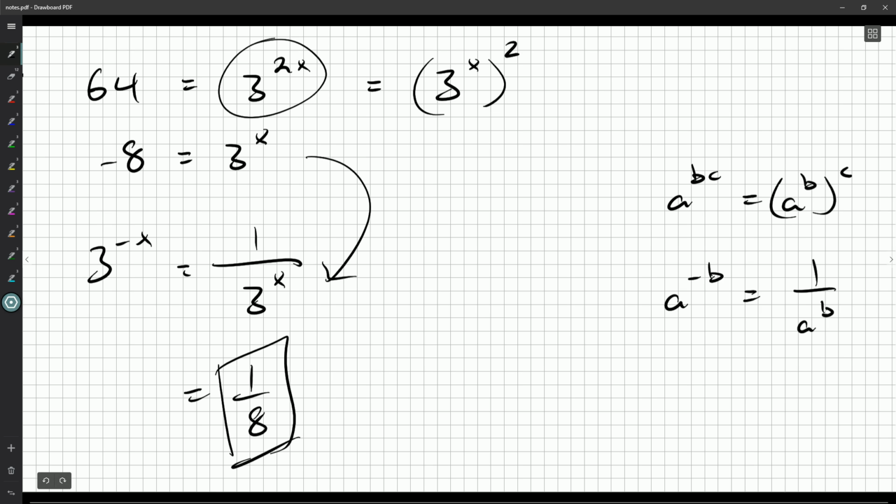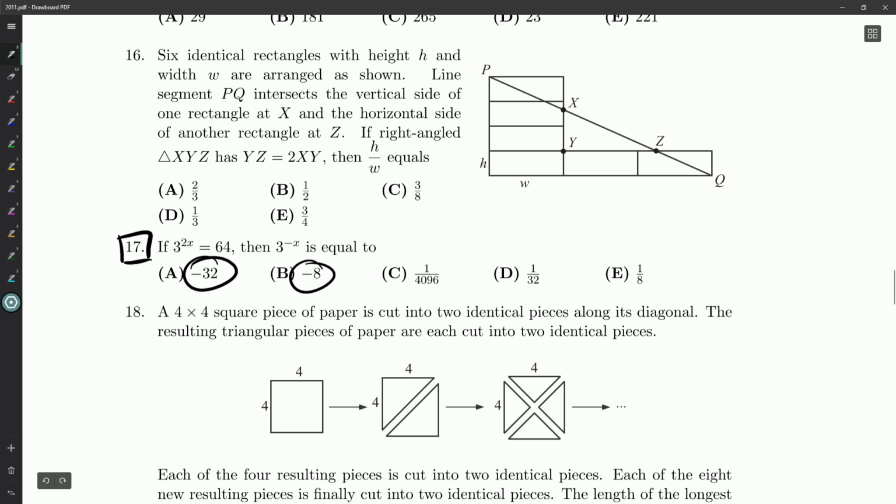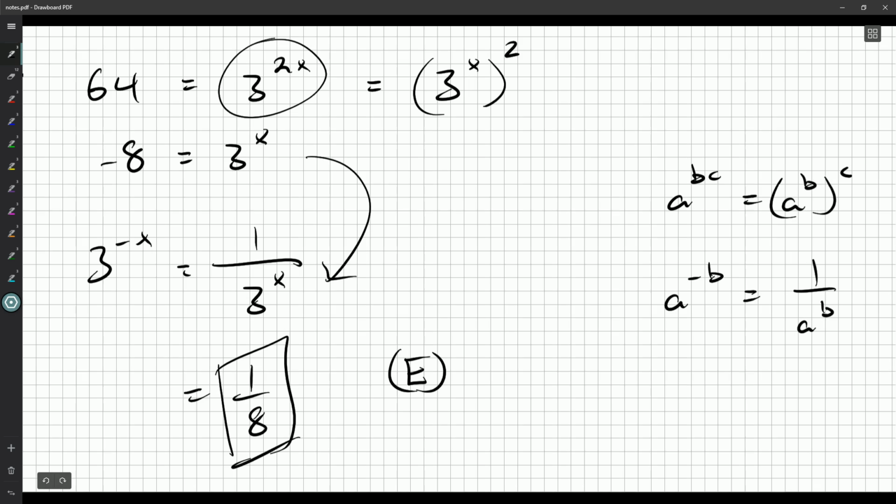We're done our question, and we know our answer is 1 over 8. I think I saw that was E. I knew it was somewhere on the end. Yeah, so we've got E. And that's all we need to do. So E, 1/8, and we're all done.